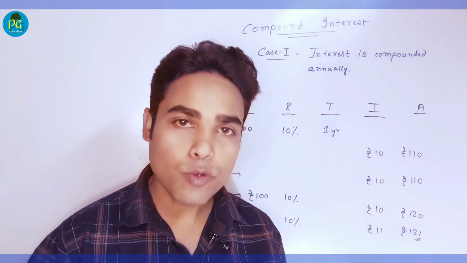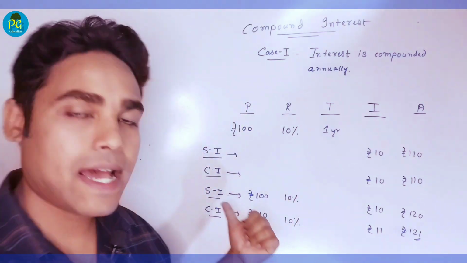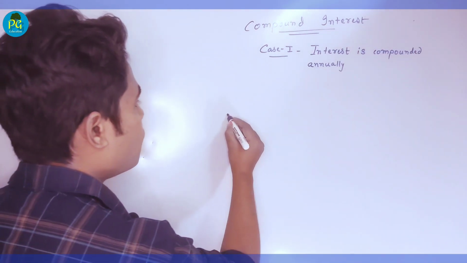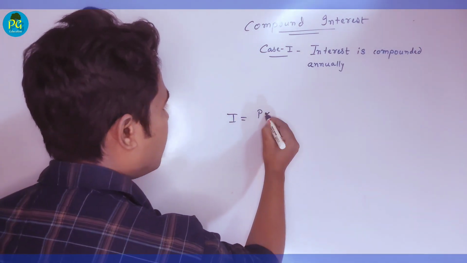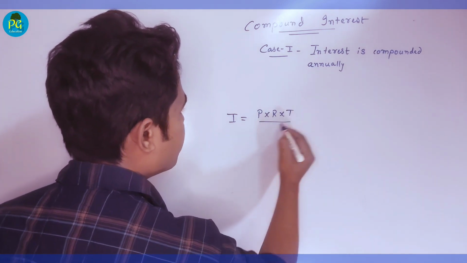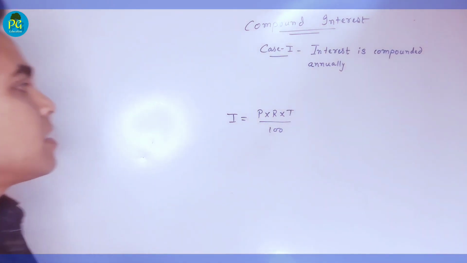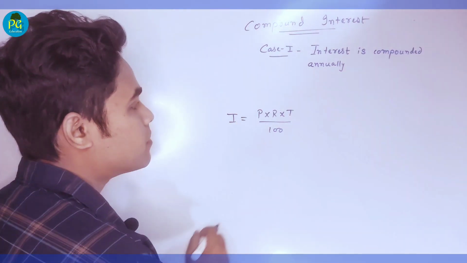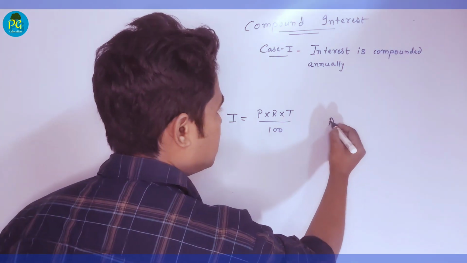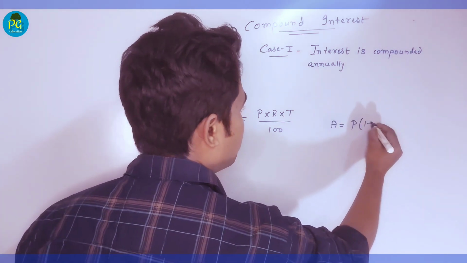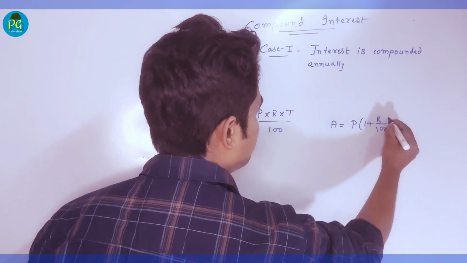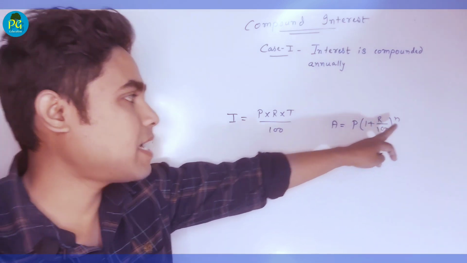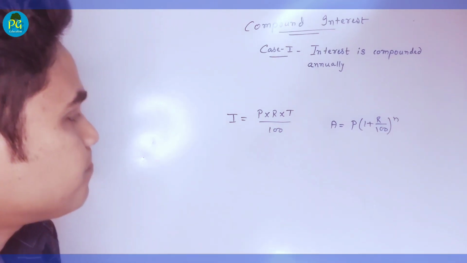Now let us understand how to calculate simple interest and compound interest mathematically. In case of simple interest, we use the formula I equal to PRT by 100. I means interest, P means principal, R means rate, T means time. And in case of compound interest, we use the formula amount A equal to P into (1 plus R by 100) whole to the power n. Here A means amount, P means principal, R means rate, and n means time or number of years.